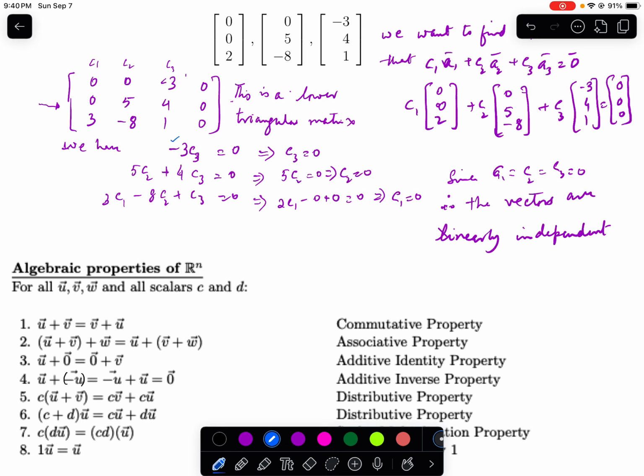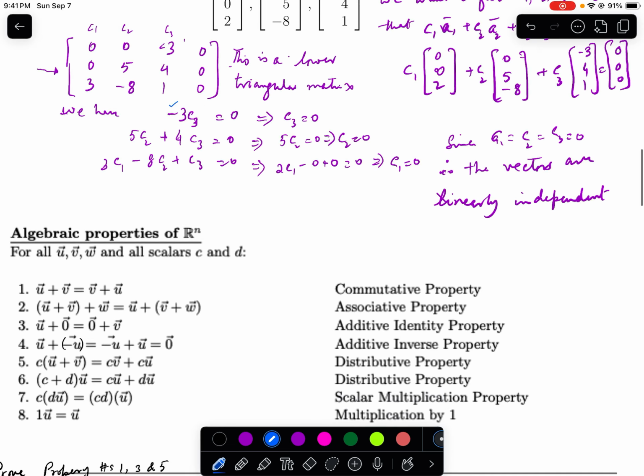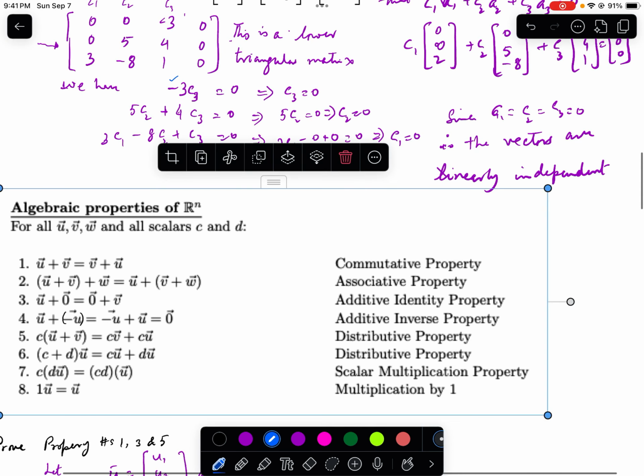Then the second row gives me 5C2 plus 4C3 equal to 0. And the third row gives me 3C1 minus 8C2 plus C3 equal to 0. And you solve and you will see that you get C1 is equal to 0, C2 is equal to 0, and C3 is equal to 0. That is the only solution, which is the trivial solution, so the set is linearly independent.